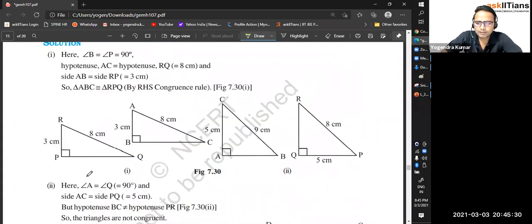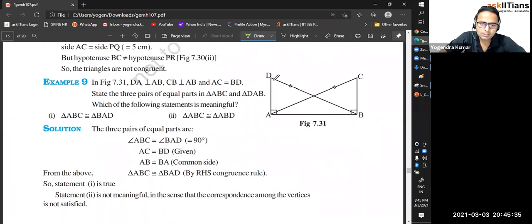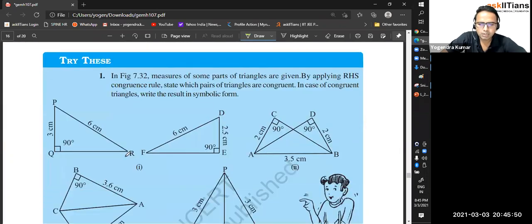Okay. Let's see further. These examples also we can do, right? In this triangle, here this is a right angle triangle, here a right angle triangle. Whatever this angle is here, that is the same angle here, because this is what is given, right? So you can say they are congruent by the RHS rule, right? These are the criteria. This solution is given. I believe you can do this, right?